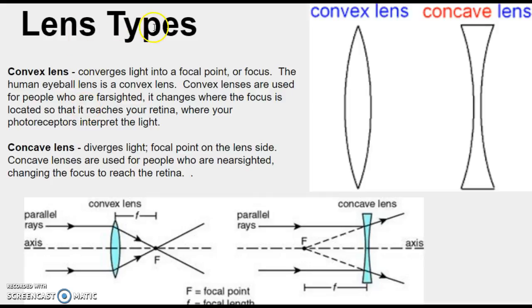So let's apply lens types to vision. Convex lenses converge light to a focal point or a focus. The human eyeball lens is a convex lens. Convex lenses are used for people who are farsighted. It changes where the focus is located so that it reaches your retina, where your photoreceptors are. Remember, your photoreceptors contain rods and cones: cones for color, rods for intensity. This is what interprets the light. Concave lenses diverge light. The focal point is on the lens side, in this case where the light's coming from. Concave lenses are for people who are nearsighted, changing the focus to reach the retina.